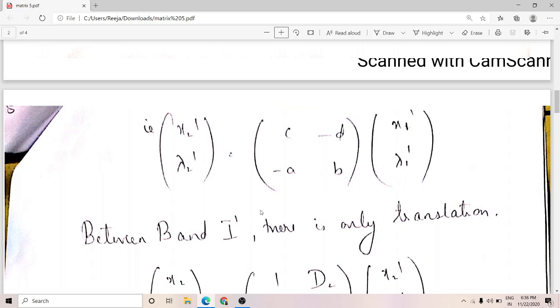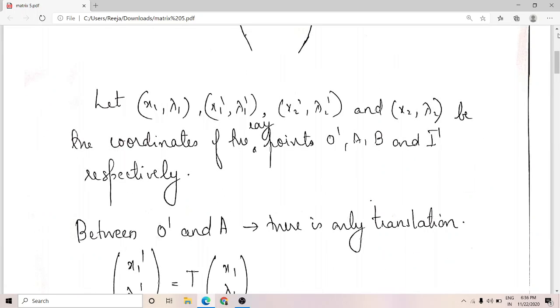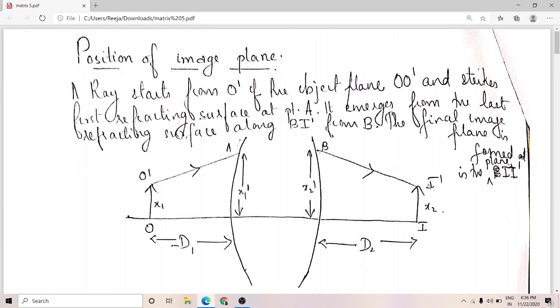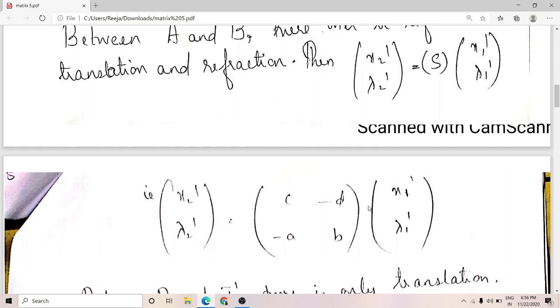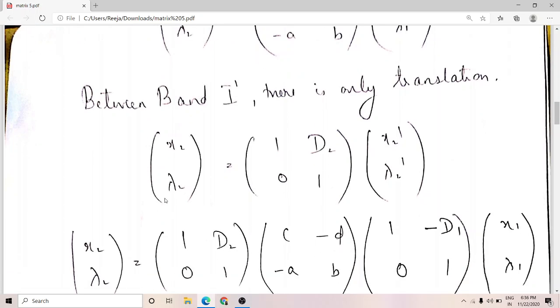Now lastly, between B and I dash, the last part, there is one more translation happening when the ray goes from B to I dash. So the last one, that is x2 lambda 2, the final image position or image plane, is equal to 1 d2 0 1 into x2 dash lambda 2 dash. So we can replace all the others, that is x2 lambda 2 is equal to 1 d2 0 1 into x2 dash lambda 2 dash.